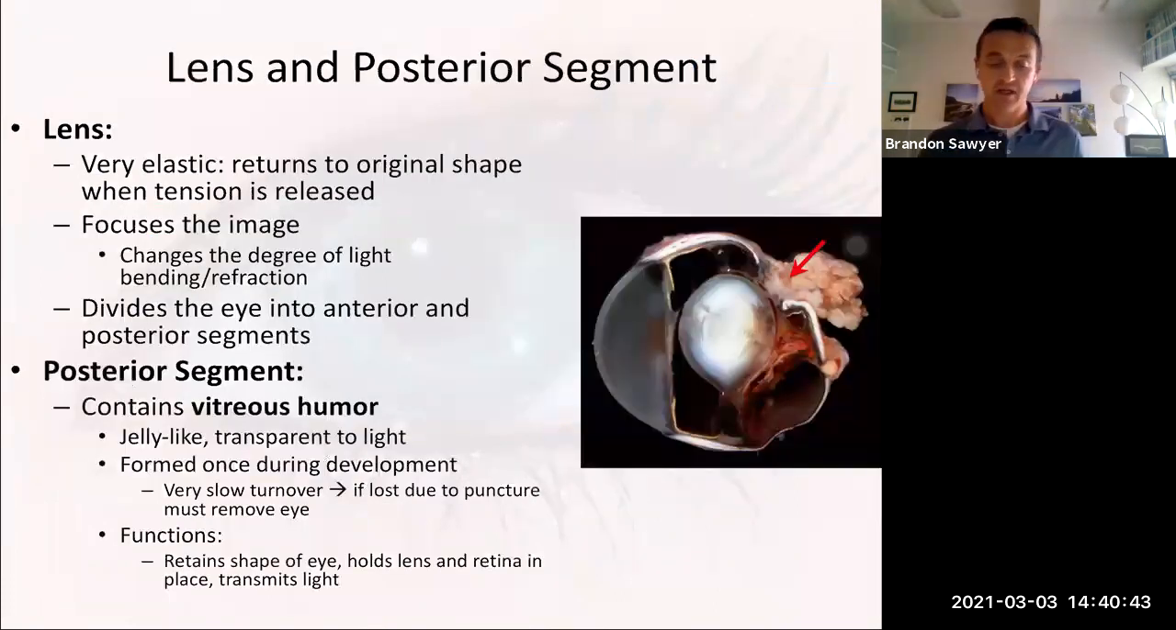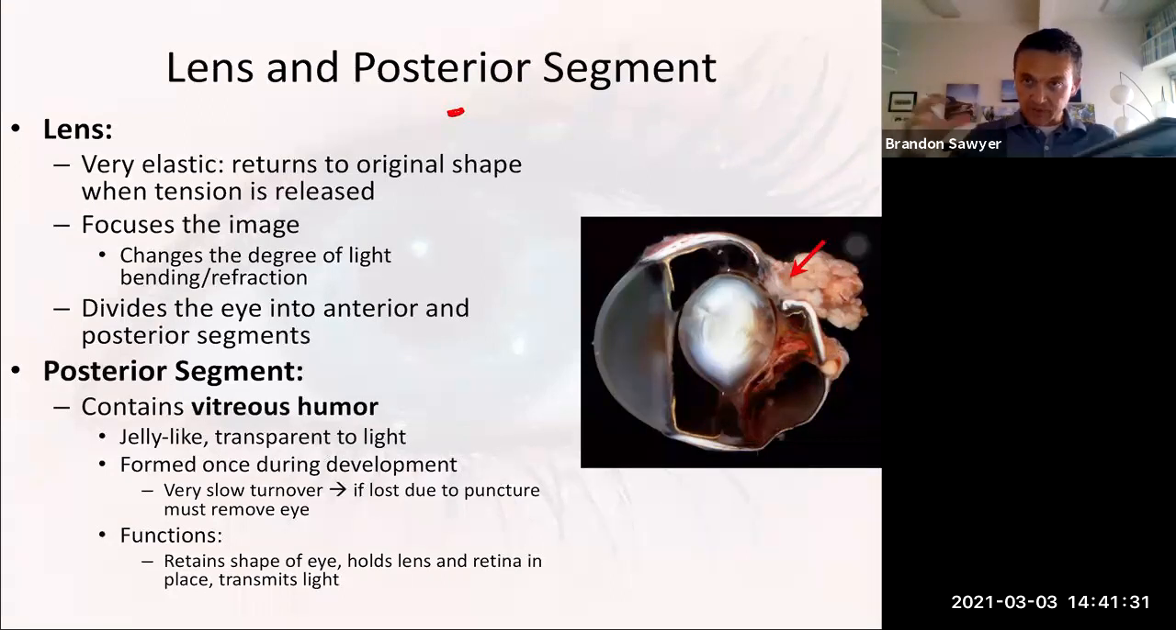Okay, so what about the different segments of the eyeball itself, and how does the lens fit into this? So the lens is the dividing line between anterior and posterior portions of the eye. The lens is very elastic, and it's going to bounce back to its original shape unless it's pulled on the outside. So when that tension is released, it bounces back to its original shape and gets thicker.